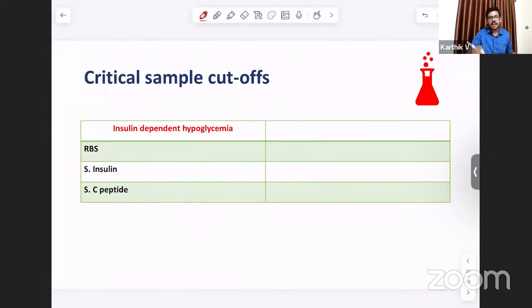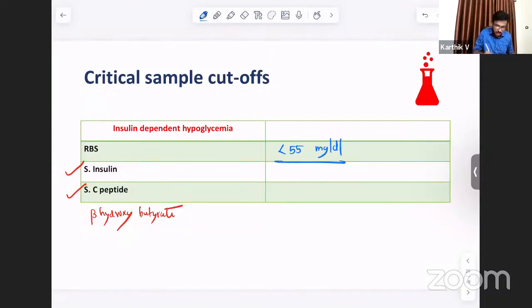Now you have taken the critical sample and you have sent the sample for serum insulin, serum C peptide, and serum beta hydroxybutyrate. Beta hydroxybutyrate, which is the ketone body. Okay. So to tell that the patient is suffering from insulin dependent hypoglycemia, the blood glucose, as I have told, should be less than 55 milligram per deciliter. Serum insulin should be more than 3 milli international units per liter. This is very, very important. To be frank, more than 3 is not very high. But in a patient with blood glucose of less than 55, your insulin should be near undetectable. So if you still have detectable insulin levels more than 3, that means your insulin is not getting suppressed and it is the most likely cause for hypoglycemia.